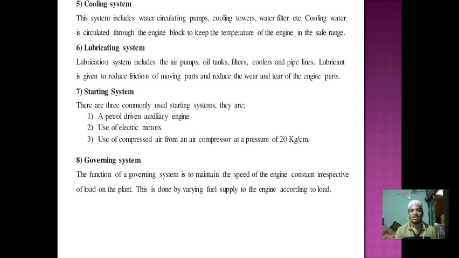Then the lubricant system is used to control the air pressure or air temperature on the oil tank, filter, cooler and pipelines. It is given to reduce the friction. The lubricant system is the main source. Its work is to reduce the friction of moving parts.